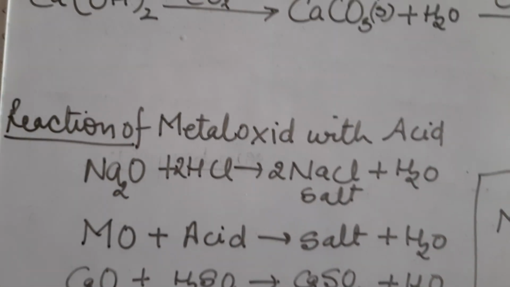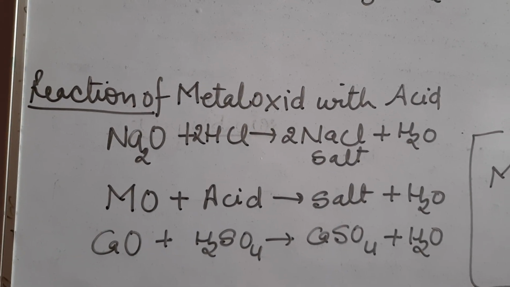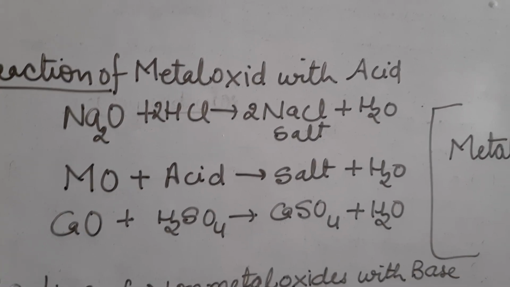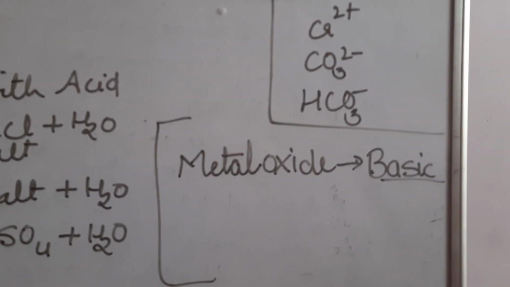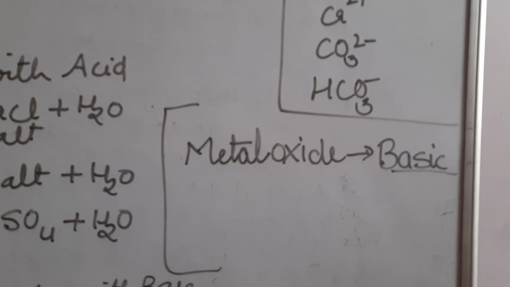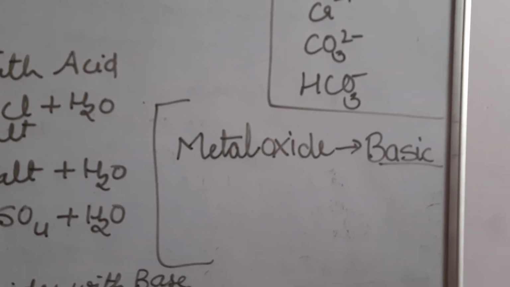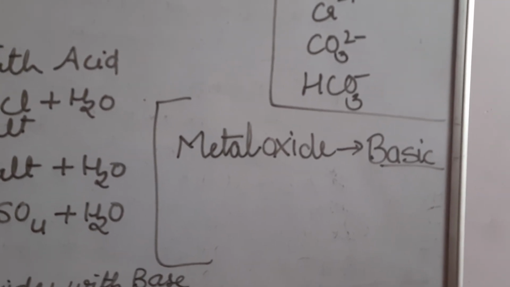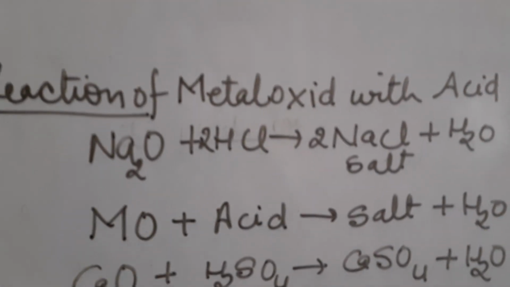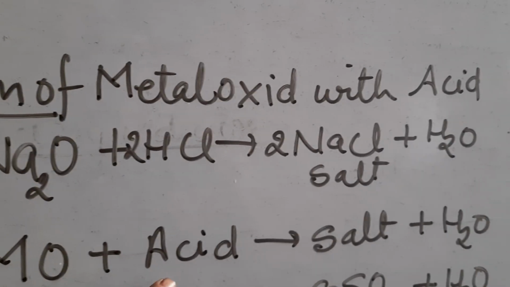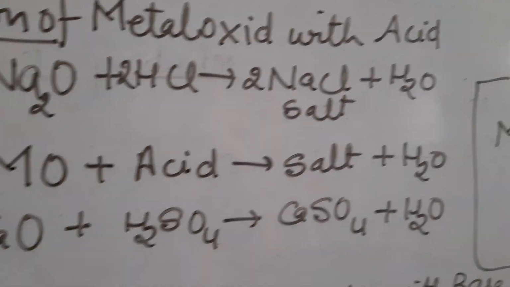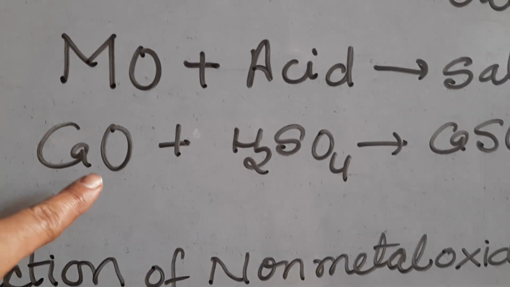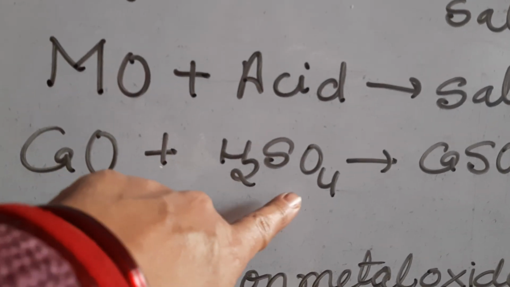Next is the reaction of metal oxide with acid. Always remember that metal oxides are basic in nature. When they dissolve in water, they produce an alkaline solution, that is a basic solution. For example, when metal oxide reacts with acid it gives salt and water. Here we take the example of calcium oxide plus sulfuric acid.